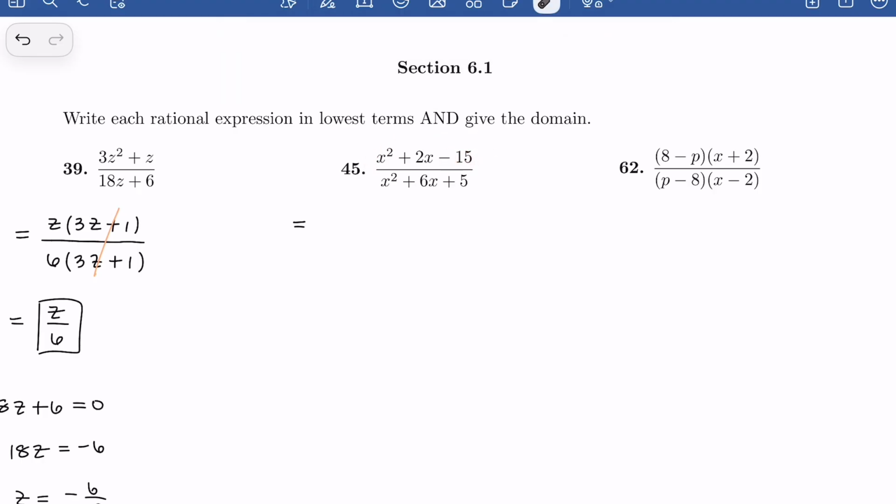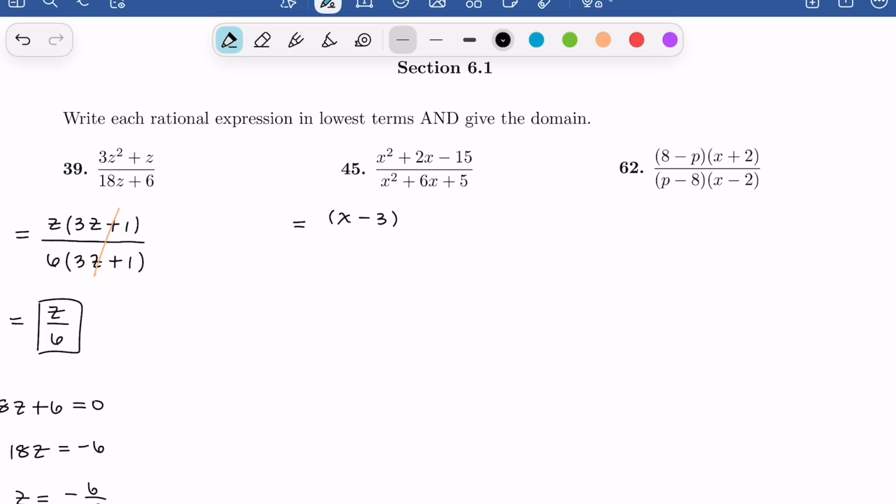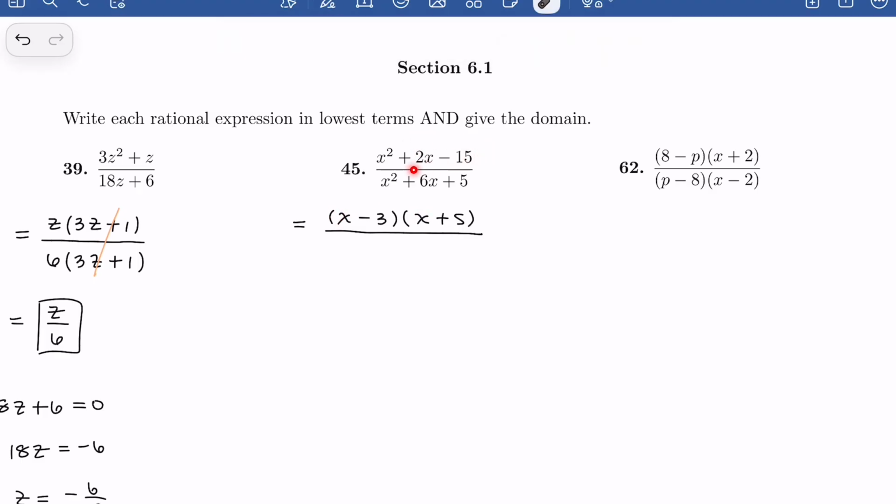Factoring this, we know we're going to have x and x for our first two terms in each of our binomials. Then our last two terms need to multiply to give us a -15 and add to give us a +2. Those two values are going to end up being -3 and +5. And we always want to FOIL and make sure that we end up with the original trinomial that we started with.